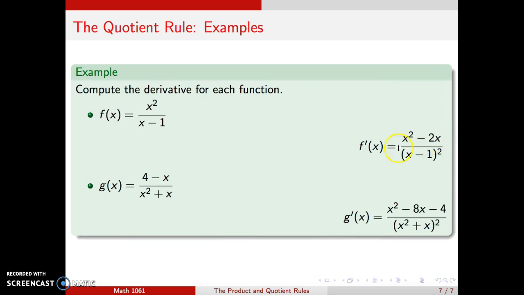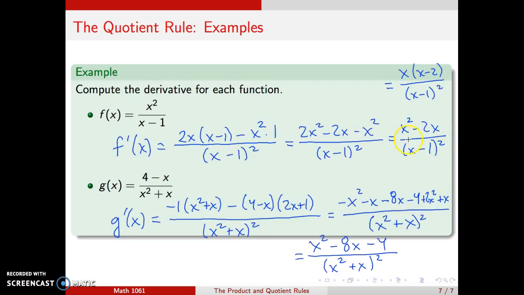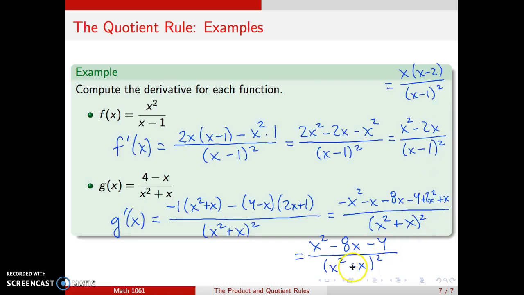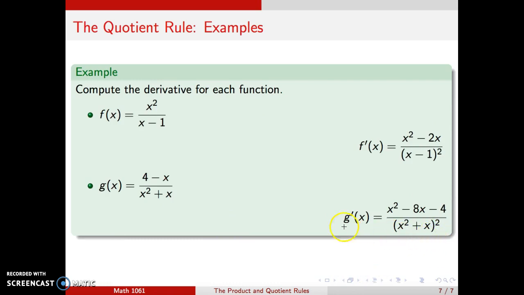So real quick, here's what I ended up with. x squared minus 2x over 1 minus x squared. Looks good. x squared minus 8x minus 4 over x squared plus x quantity squared. Looks like we did it right.